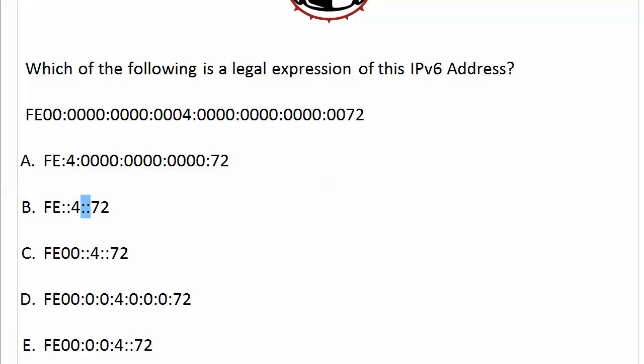Zero compression is a very powerful tool, but you can only use it once in any IP version 6 address. And here in both B and C, as you see by the two colons, it's been used twice. Can't do that.